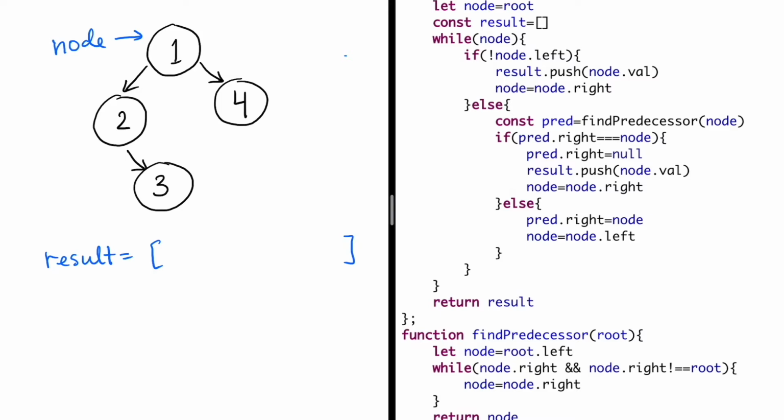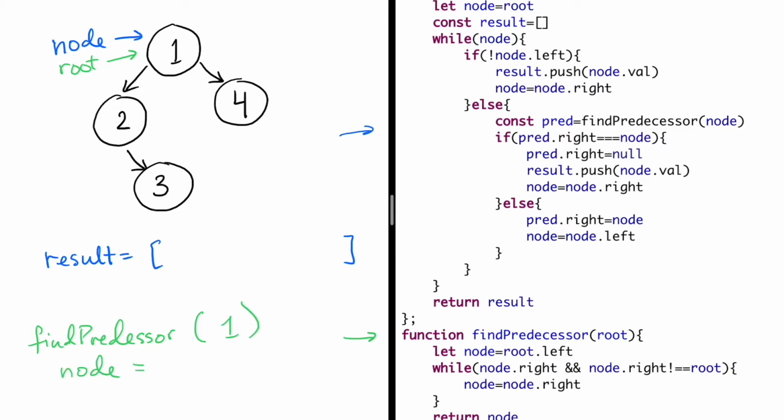So while node is not null, I will keep running my while statement. First, I check if the left child of the node does not exist using this if statement. Since it does exist, I will need to execute the else statement. First, I will need to find the predecessor. So I will need to run this function findPredecessor. It will have its own variables, and I'll write them in green. So it will have root. And since I called findPredecessor with node 1, the root will be set to 1.